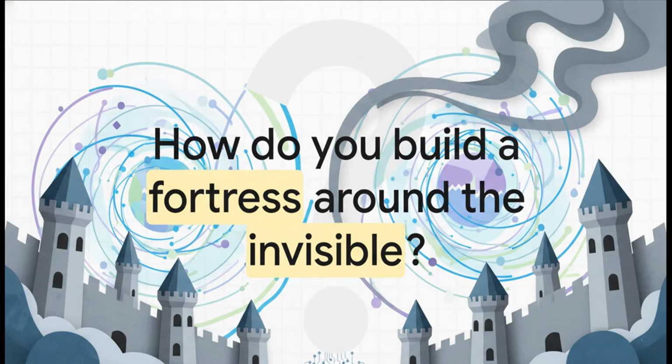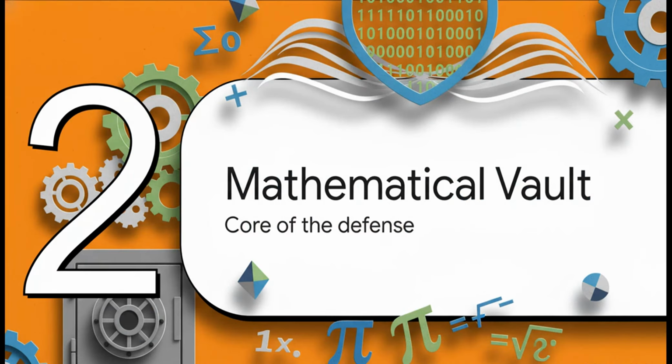It really begs the question, right? How do you protect it? How in the world do engineers build a fortress around something that exists only as abstract electrical impulses? It is the ultimate paradox, defending the invisible against the insidious. Well, to figure out how they do it, we actually have to go straight to the center of the castle. Moving on to Section 2, the Vault, focusing on mathematical encryption.